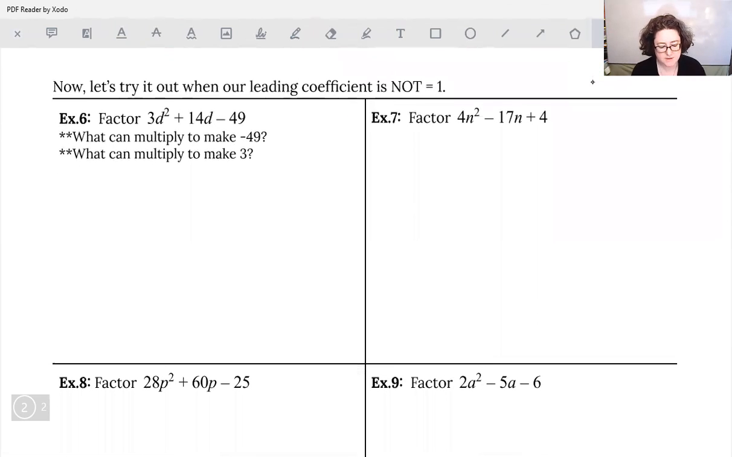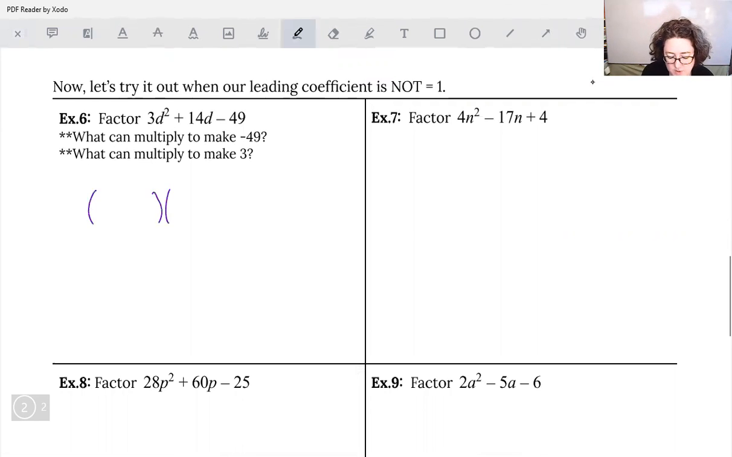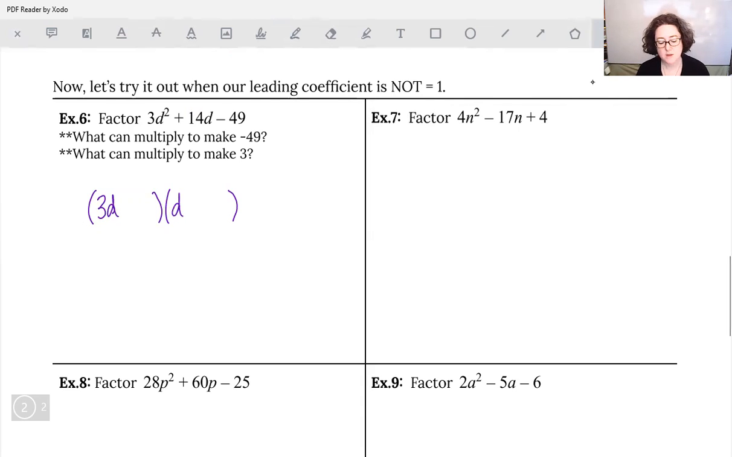So example number 6. Again, we're going to think first, what can we multiply to make -49? And what can we multiply to make that 3 in front of that d squared? We are ultimately trying to fit this into the pattern of 2 binomials that we're going to multiply together. So what's the only way you can multiply 2 numbers to make a 3? Well, 3 times 1. It's a prime number. So automatically I know that of the first 2 values in each binomial, one has to be 3d, one has to be d. So all I really need to play around with is what's going in that second grouping.